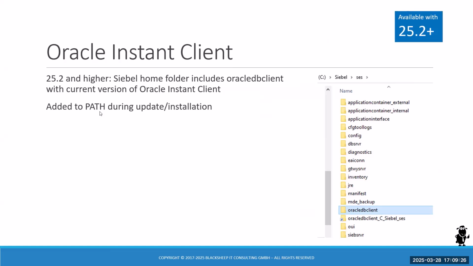One thing I noticed is if you have a machine with multiple Siebel homes, like Siebel Tools, typical on a development server, and you run the update on Siebel Tools, it updates the path, so you end up with the Siebel Tools path being the first one. So we changed that back for the SES to be the first in the path variable.